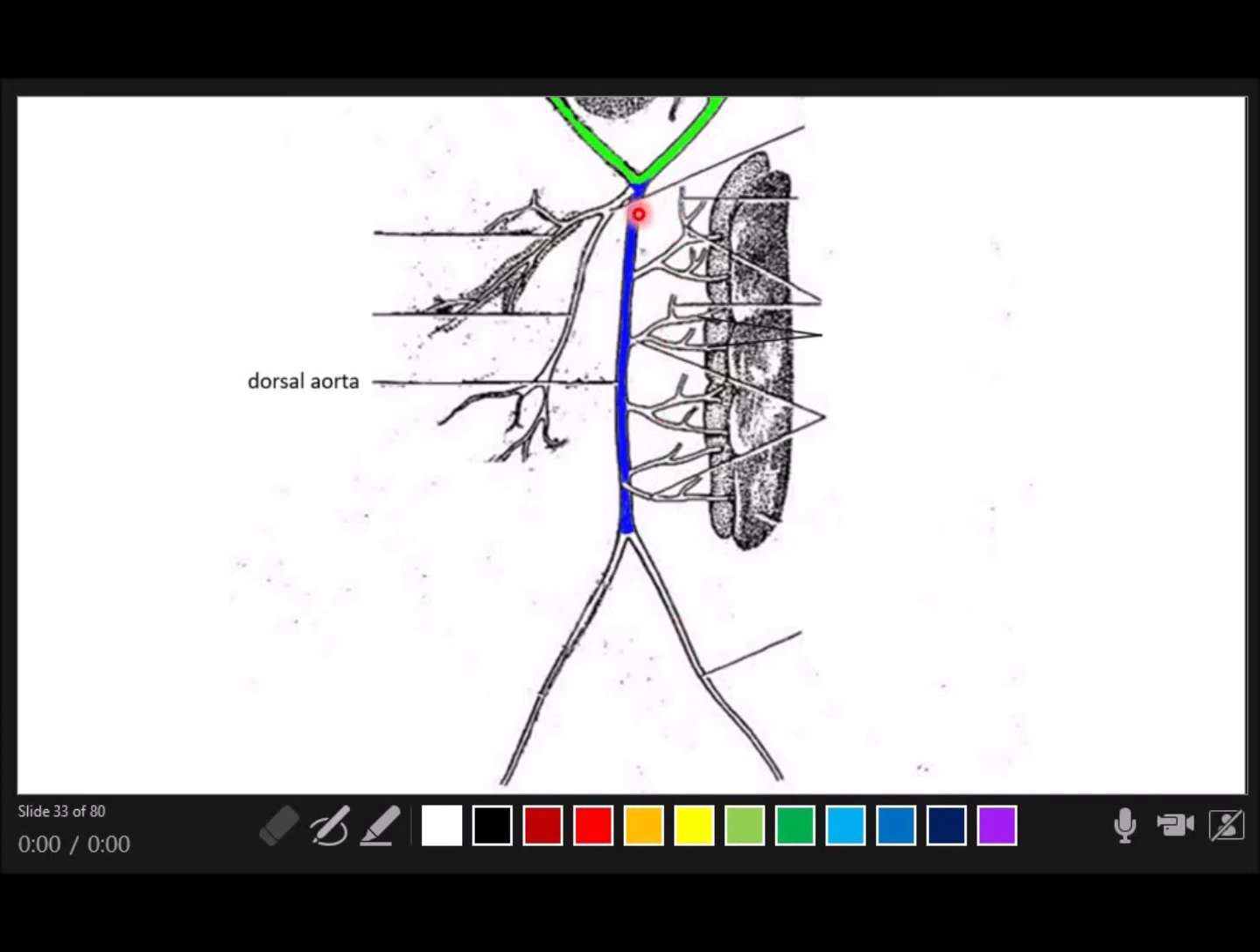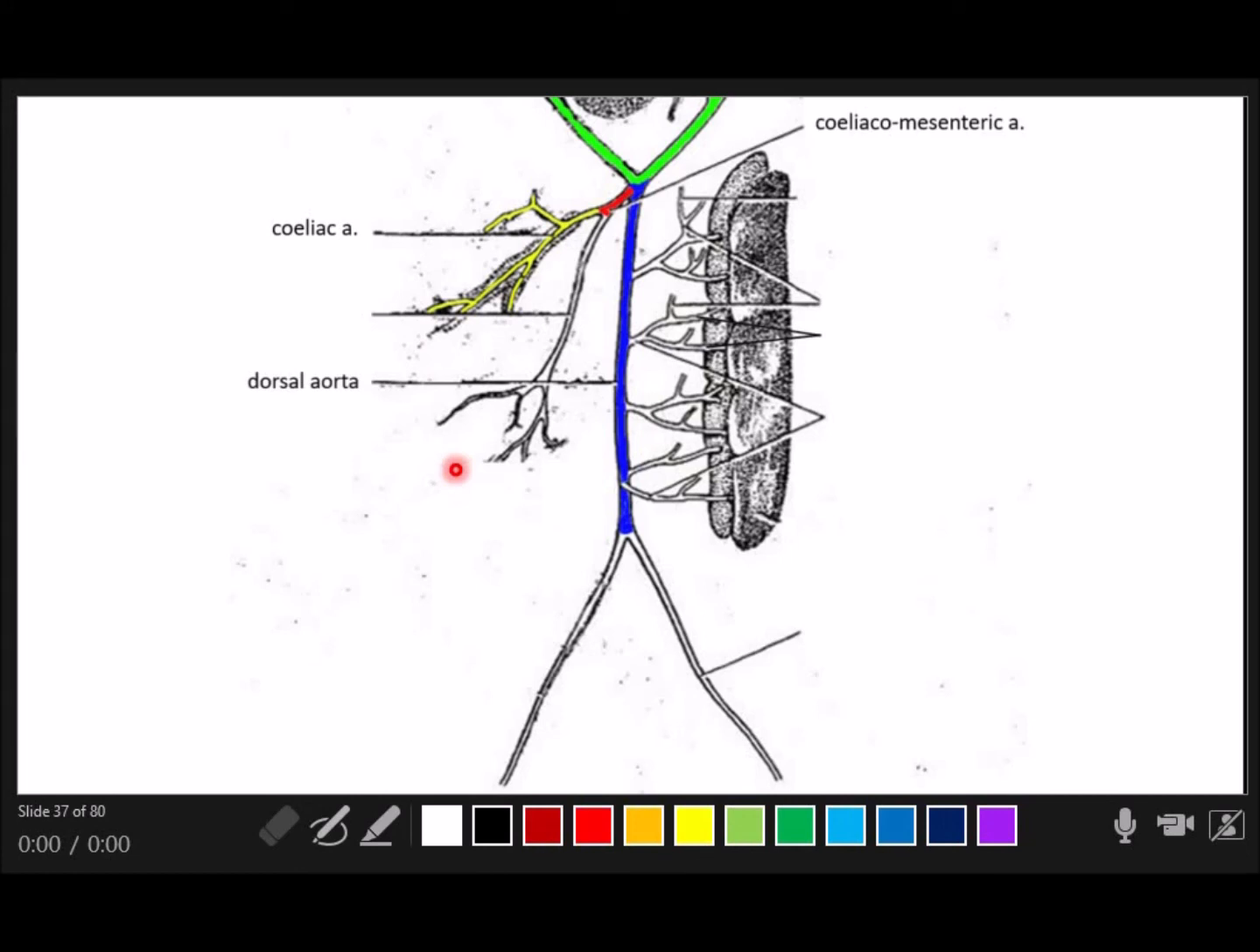Let's start with this one. Let me color it for you. This one is called the coeliacomesenteric artery. So coeliaco means relating to the abdomen, and mesenteric means relating to the intestine. Okay, this artery also branches into two branches. This one, let me color it with yellow, is called celiac.